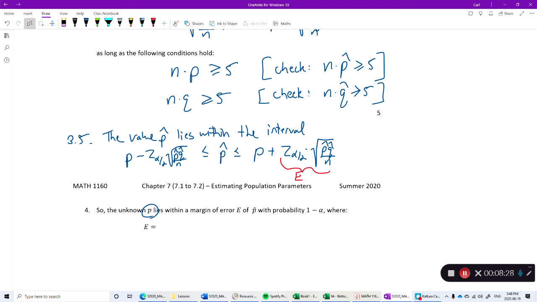So now we're ready for that next step. The unknown p lies likewise within the distance E of p hat. P lies within the distance E of p hat with the same probability, where E is this thing. I know I said I was just going to tell you what it is, but I can't help myself. I need to keep explaining it over and over. Okay, so that's the margin of error.